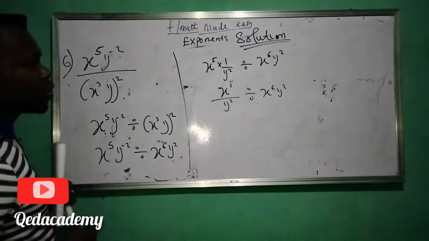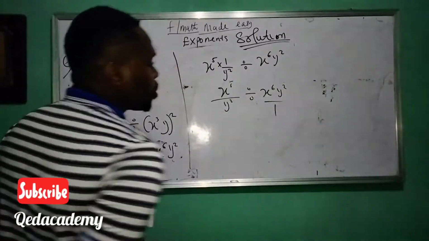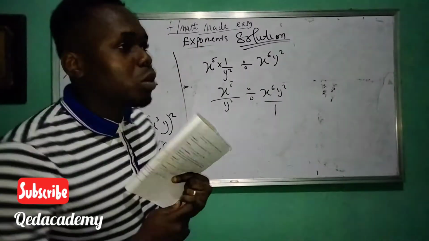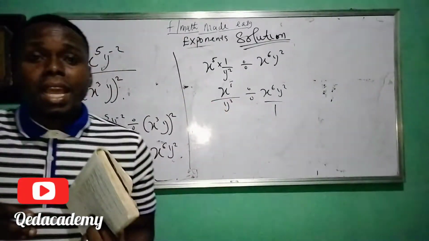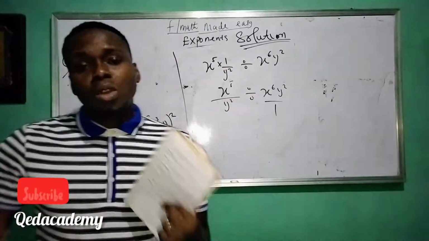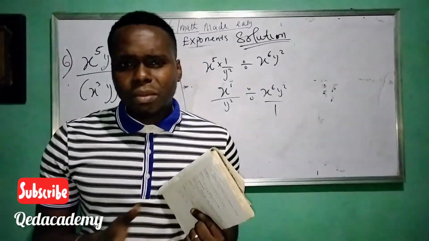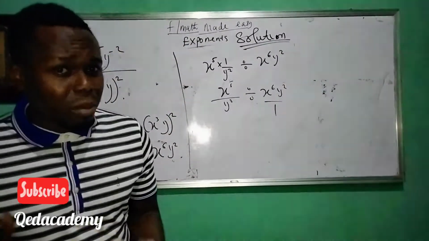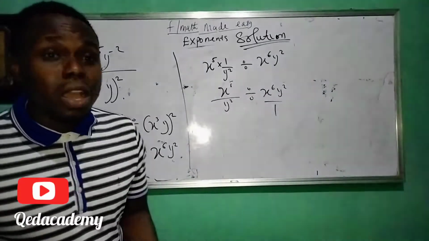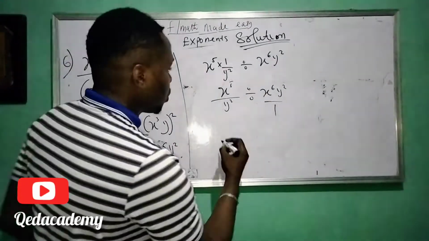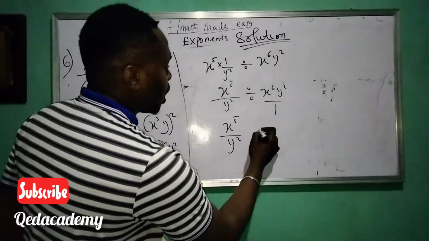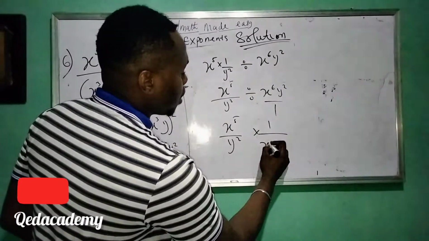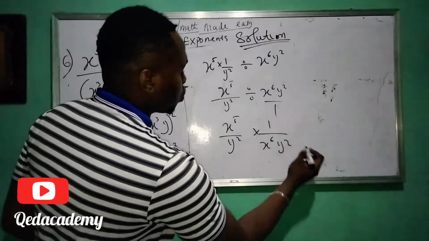There is a rule in mathematics that says whenever you want to switch from division, you take the reciprocal and it turns into a multiplication sign. I don't know if you have seen that before, but you're going to apply it here. It's called the reciprocal concept. So this becomes x raised to the power 5, y raised to the power 2 times 1 over x raised to the power 6, y raised to the power 2, right?